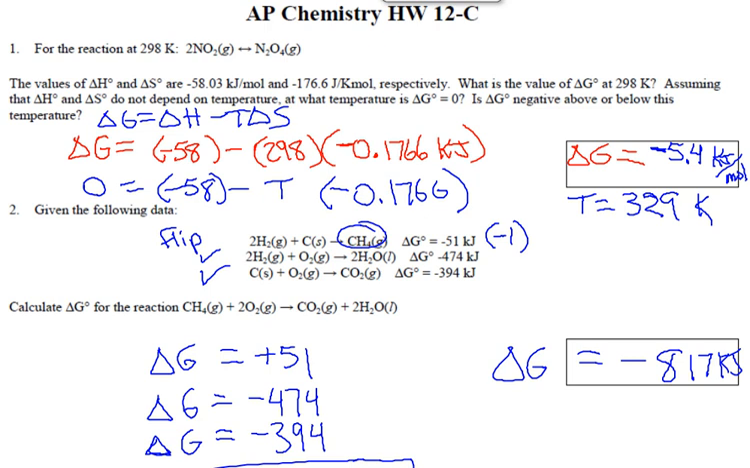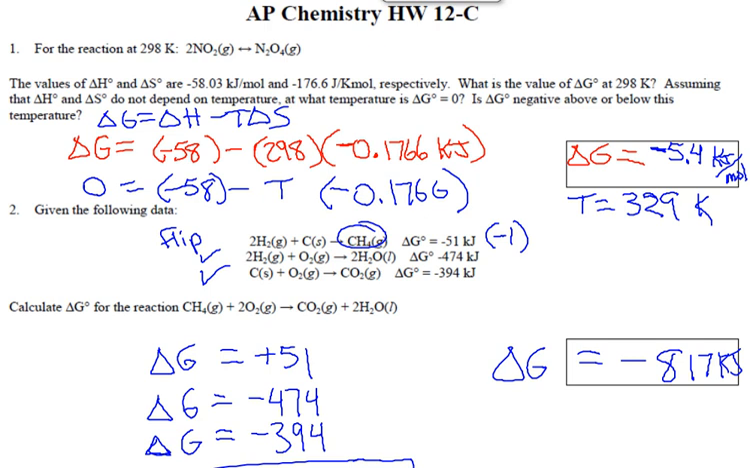Number one, pretty straightforward here, just plug and chug. It's actually two questions in one. Calculate the delta G at this temperature. Calculate it if delta G was zero. Calculate the temperature. So it's really just plug it in and solve. Cool?